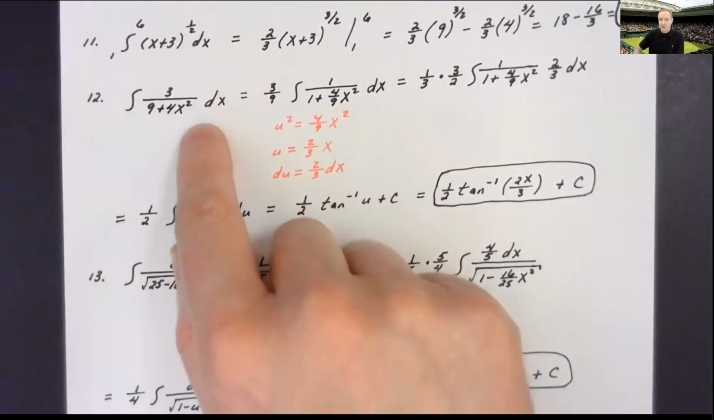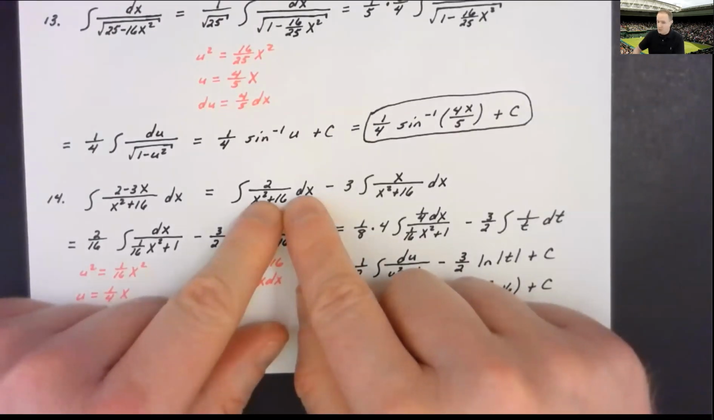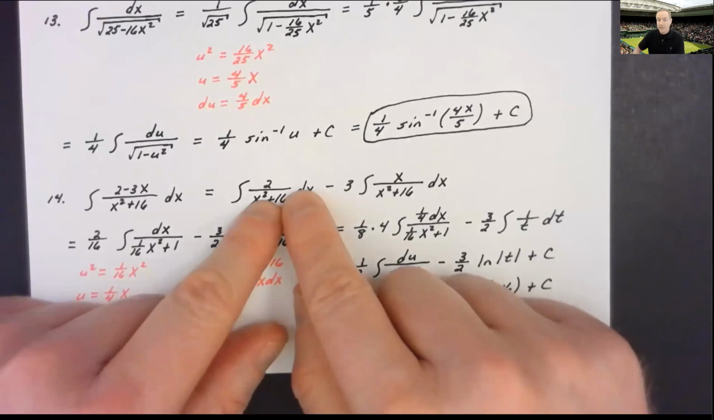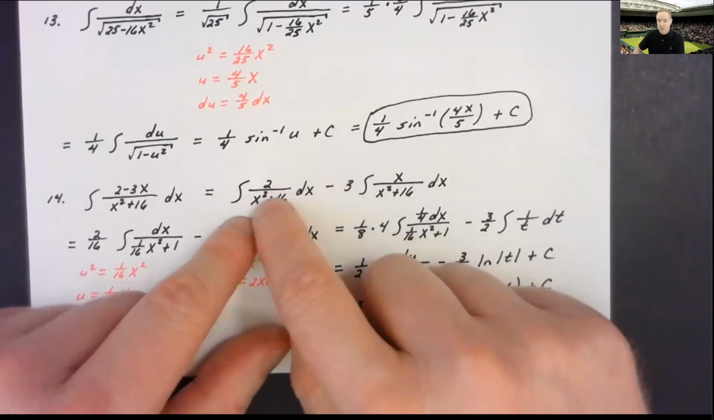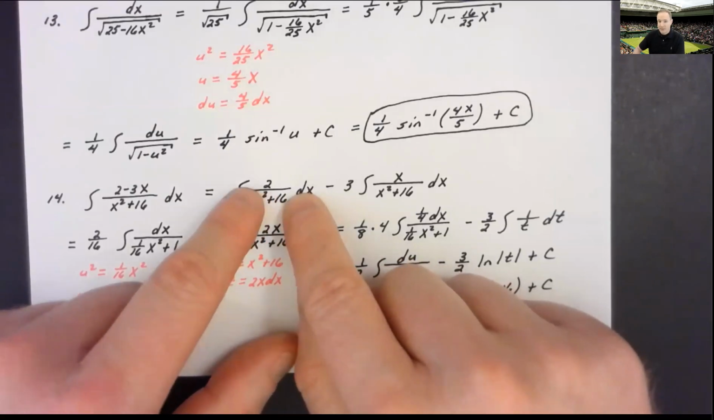It's a constant over a variable squared. Isn't this going to be an inverse tangent function? Oh, you bet it would be. Now remember, an inverse tangent is 1 over x squared plus 1. So you say, well, then I need this to be a 1. I need this to be a 1.